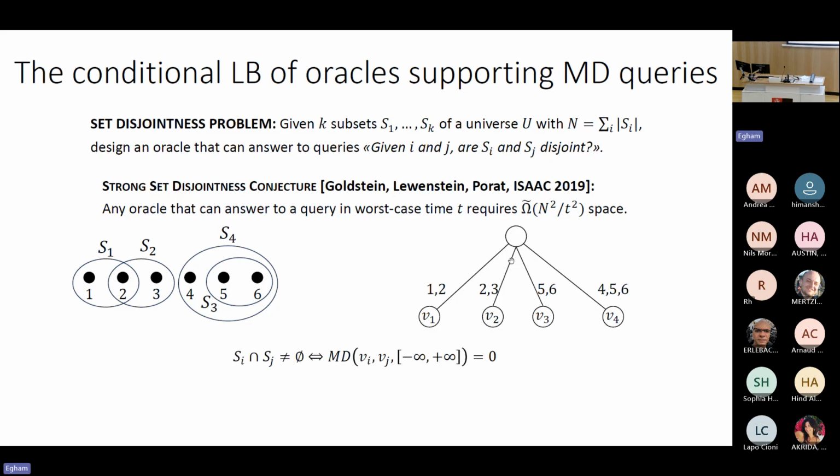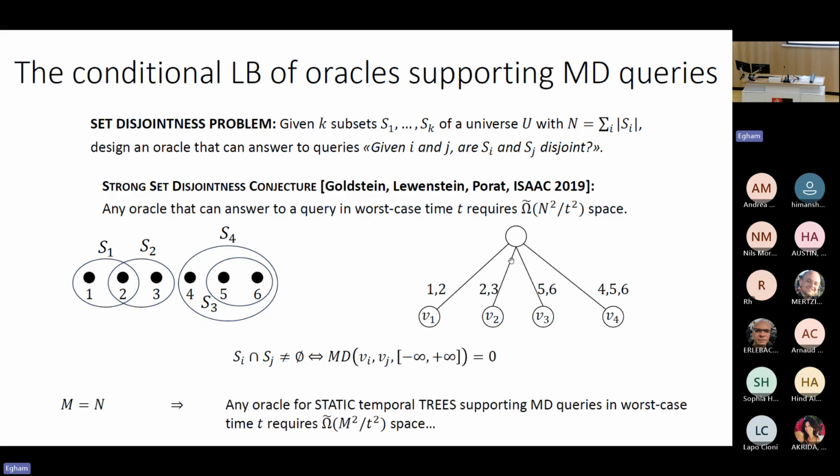Okay, and now we can immediately observe that two sets intersect if and only if the minimum duration of a temporal path between the two corresponding vertices, with no time restriction, is 0. Because if the two sets intersect, it means that there is an element in common, so I can traverse the two edges corresponding to the two vertices of the set using the time label of the element that they have in common.